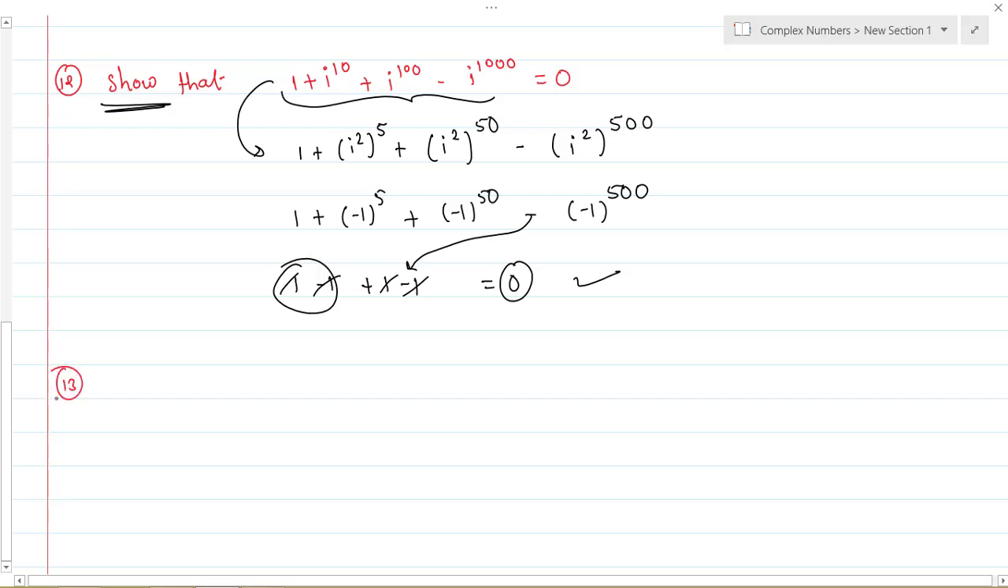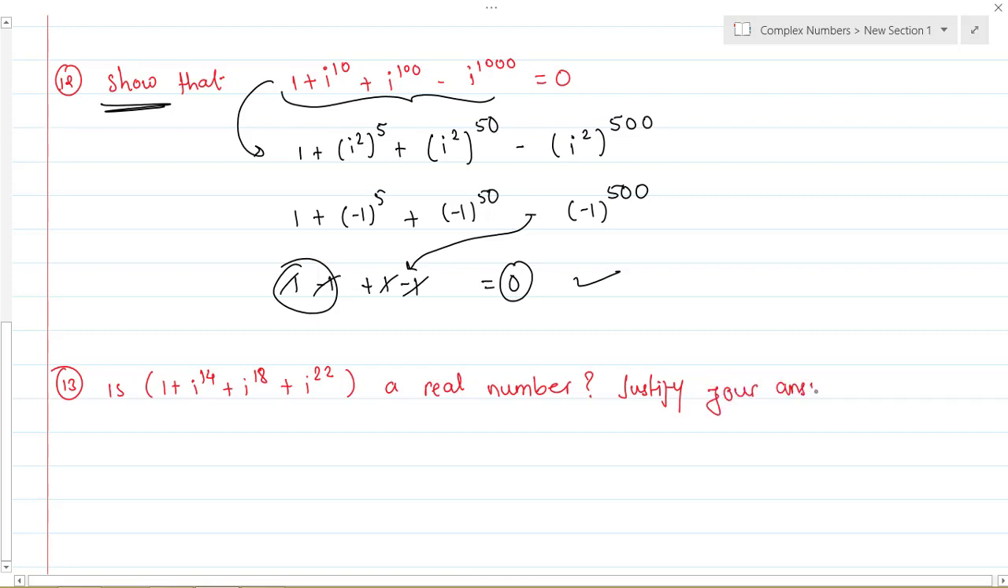Okay, next, question number 13. Is 1 plus i^14 plus i^18 plus i^22 a real number? Justify your answer.